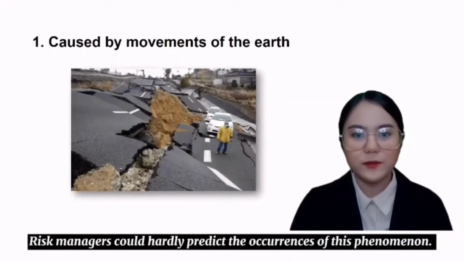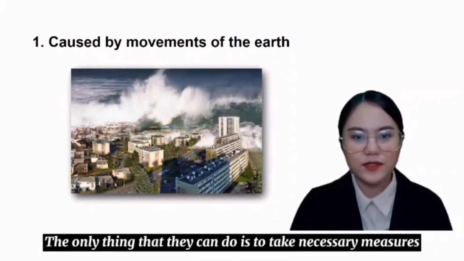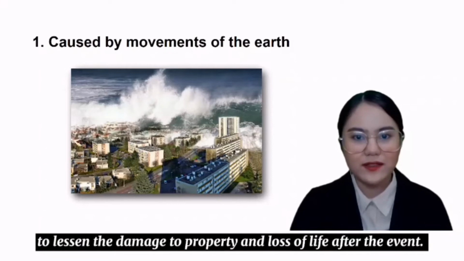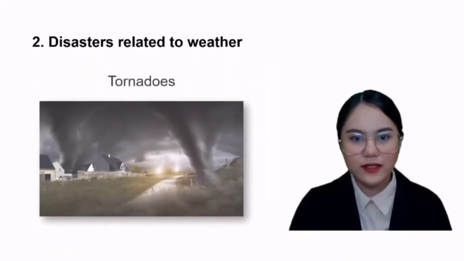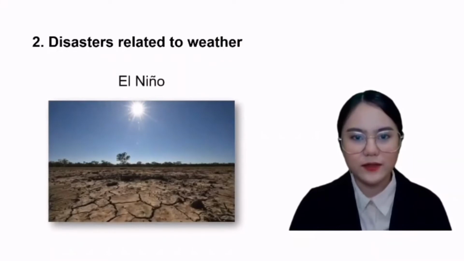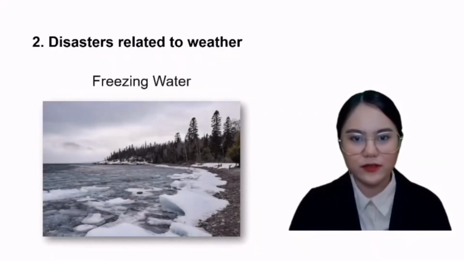Risk managers could hardly predict the occurrences of this phenomenon. The only thing that they can do is to take necessary measures to lessen the damage to property and loss of life after the event. Disasters related to weather include hurricanes, tornadoes, El Nino, La Nina, extreme heat, and freezing water.